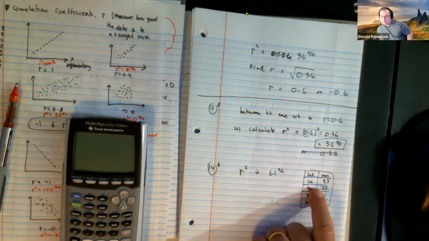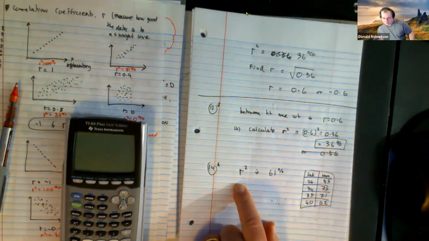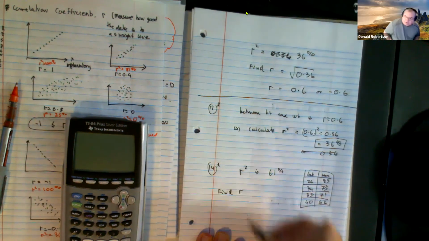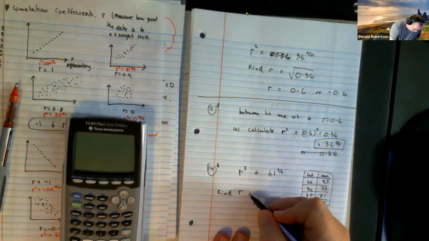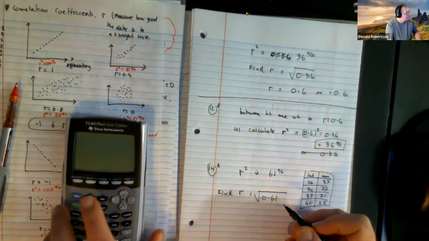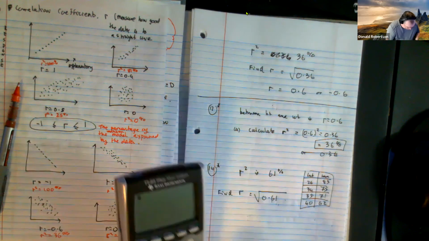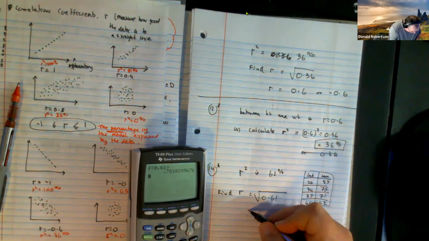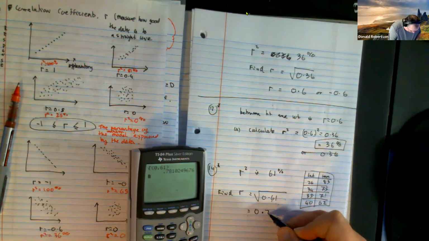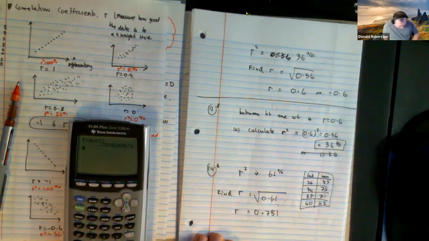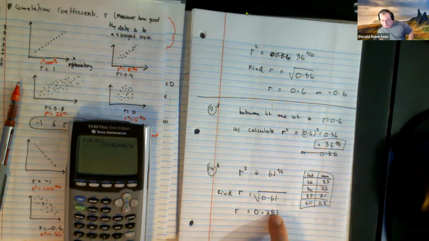Now that table is going to become important at the end. You're being asked to find R. Well, it's going to be the square root of 0.61, and the square root of 0.61 ends up being approximately 0.781. Now we know from these questions, isn't it a plus or a minus?